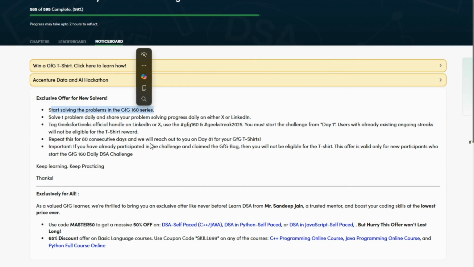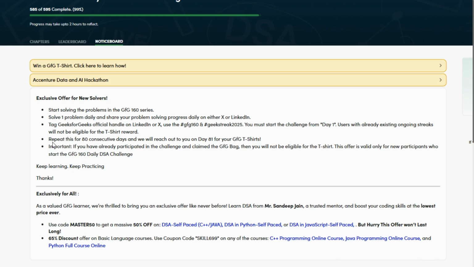Here you can see some details. Start solving the problems in the GFG 160 day series, solve one problem daily, and share your problem solving progress daily on either LinkedIn or Twitter. What this means is that you have to solve the problem every day, and then you have to post the screenshot on a social media handle like Twitter or LinkedIn. You have to post how you solved your problem of the day, every day.